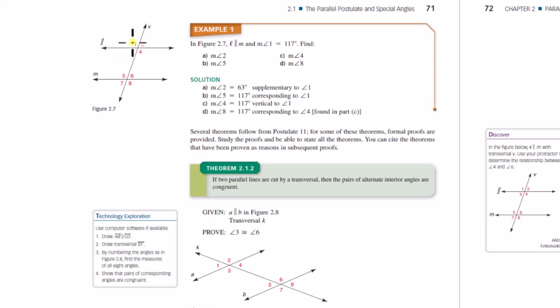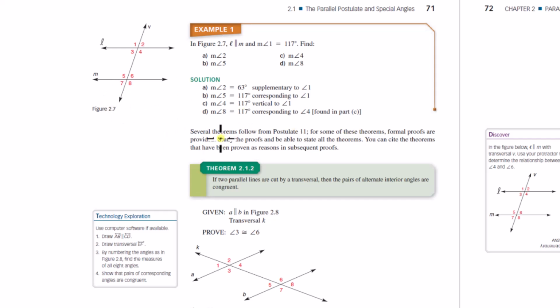You know the fact that 1 and 4 are congruent, 5 and 8 are congruent, 1 and 5 are congruent. But then you know that 1 and 3 are supplementary, 2 and 4 are supplementary. So you could use that. So there's multiple ways you could do this.